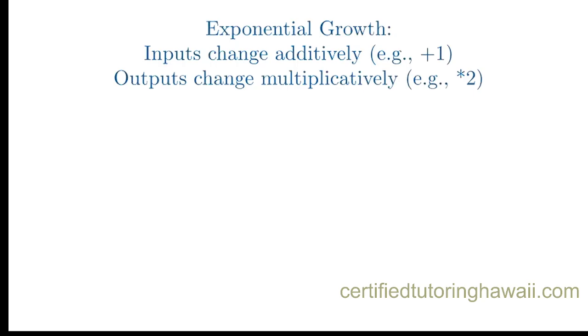Before we jump into the inverse, let's briefly recap exponential growth. The key property of exponential growth is that as the input, x, changes by a constant amount, the output, y, changes by a constant multiplicative factor. That is, the outputs change multiplicatively when inputs change additively. For example, consider the simple exponential function, y equals 2 to the power of x. Here, our base, b, is 2.